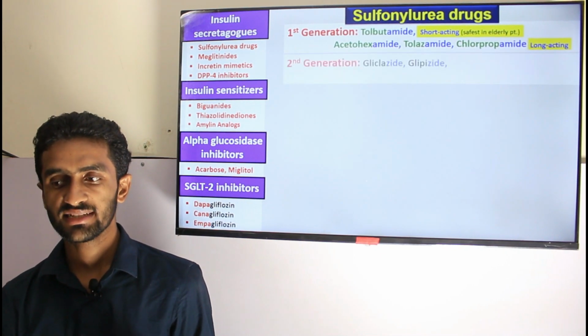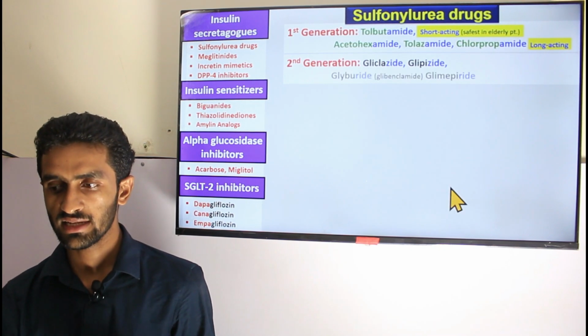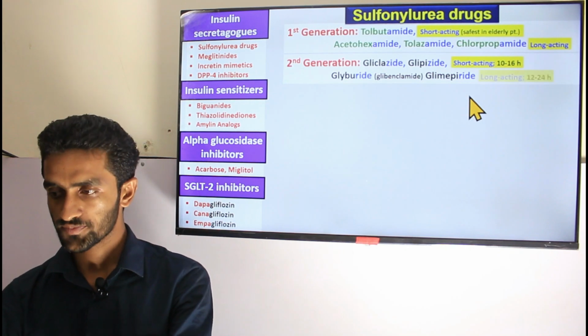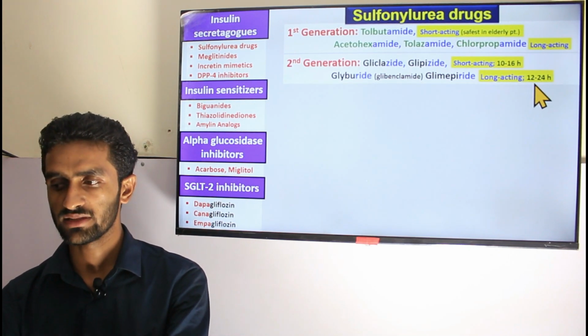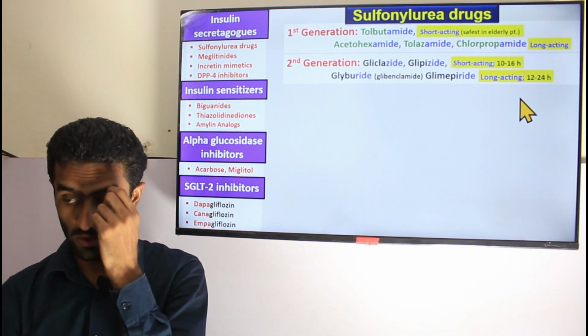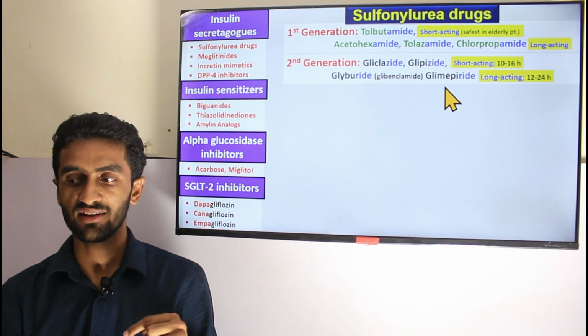Okay. In the second generation, the glipizide, or glyphoside, these are short acting, while the long acting are glyburide and glimepiride. So these are the long acting, their half life is 12 to 24 hours, while the short acting have 10 to 16 hours half life. So just for mnemonic, we call it long ride. Okay, so they are long acting, long ride.